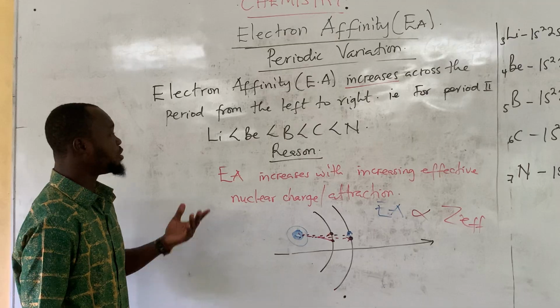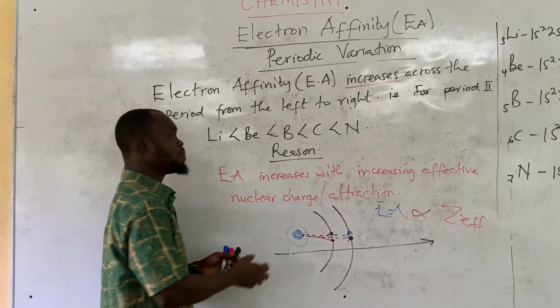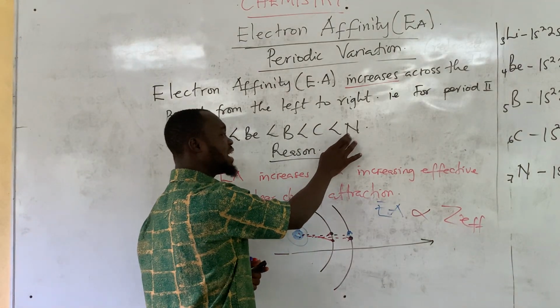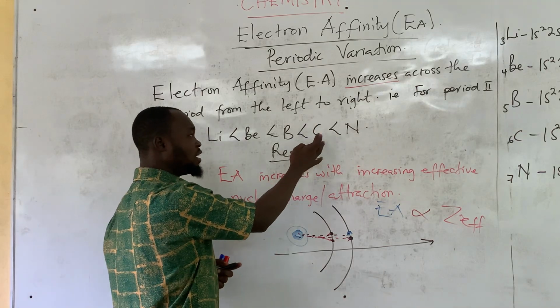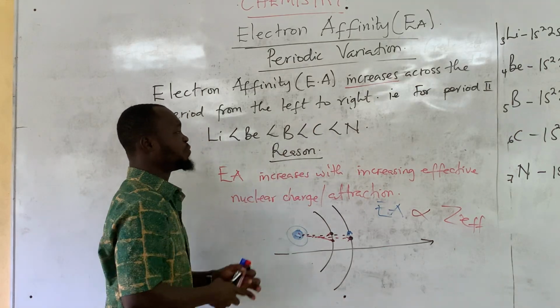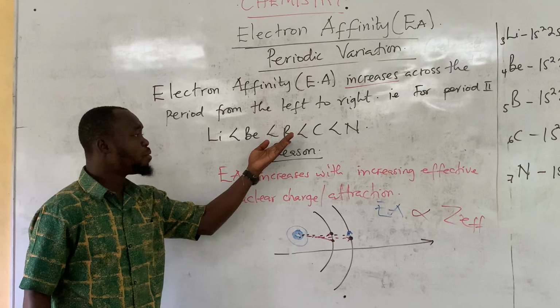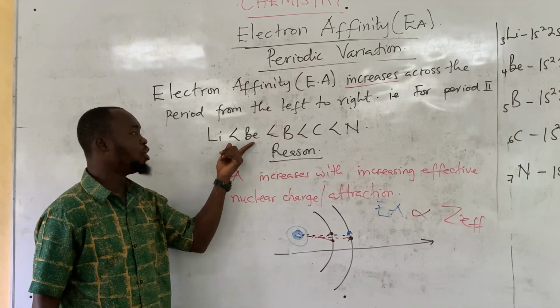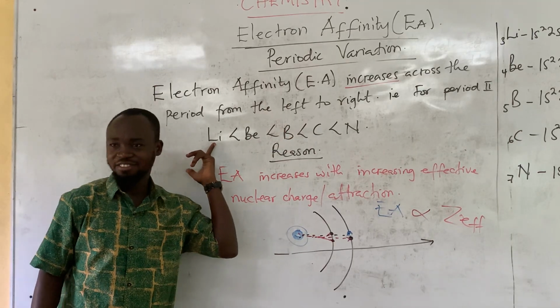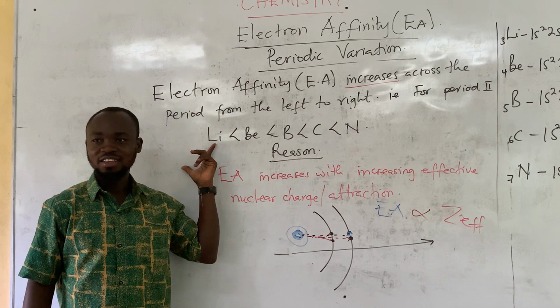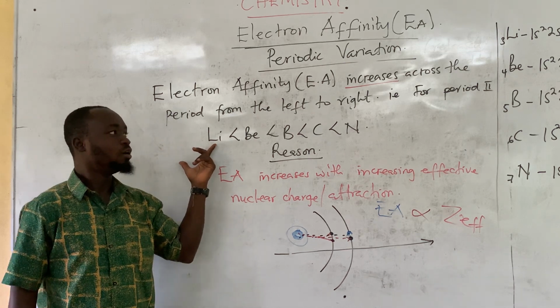Considering the period 2 elements, for example, we expect nitrogen to have a higher electron affinity than carbon, and carbon also to have a higher electron affinity than boron, and boron than beryllium, and beryllium than lithium. Is that okay? Please, you get a point here.